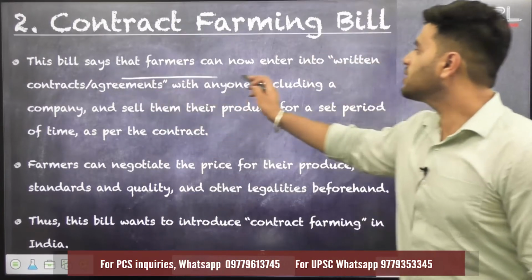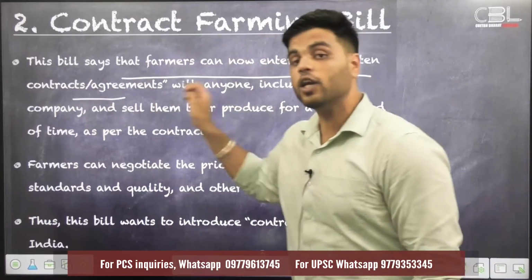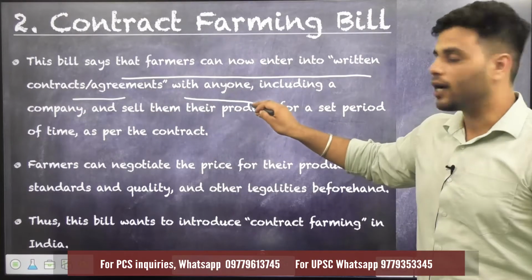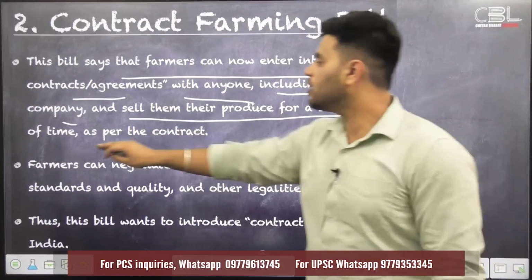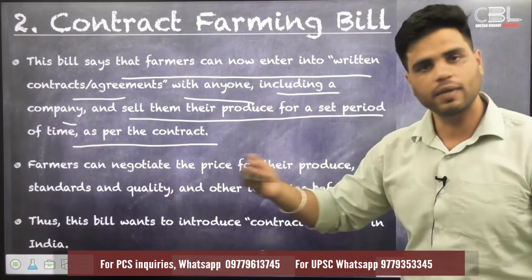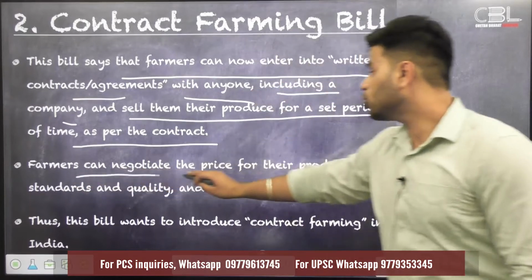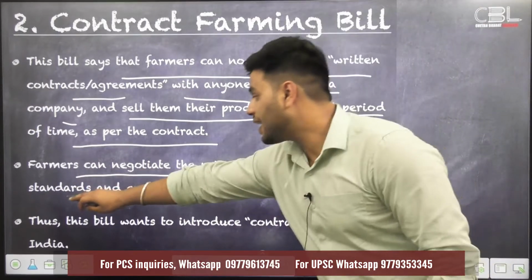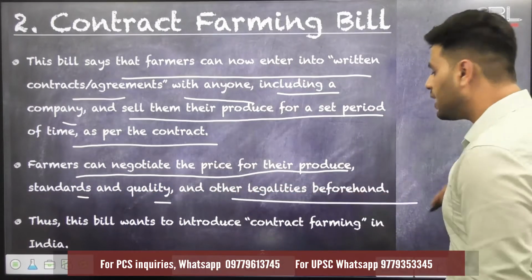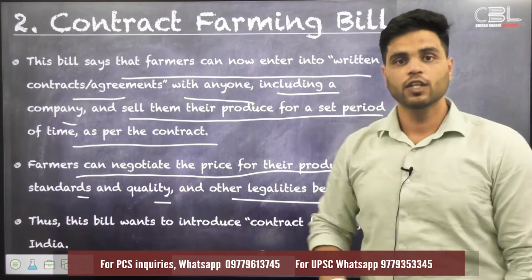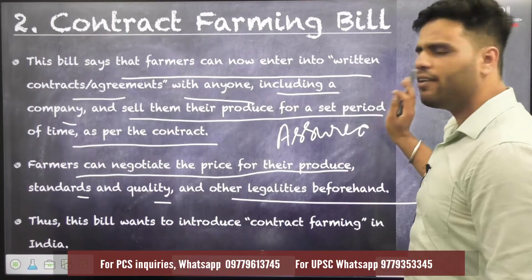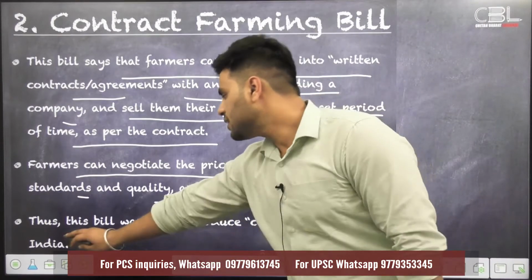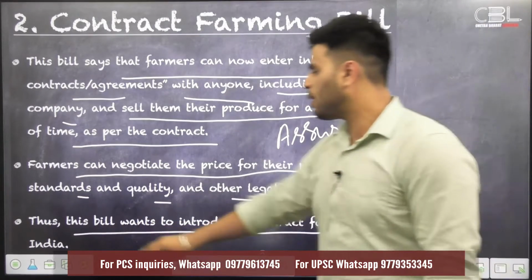This bill says that farmers can now enter into written contracts or agreements with anyone, including a company, and sell them their produce for a set period of time as per the contract. Make sense? Farmers can negotiate the price for their produce, standards and quality and other legalities beforehand. So they'll be assured of the price, the produce and everything, other legalities as well. Thus, this bill wants to introduce contract farming in India.